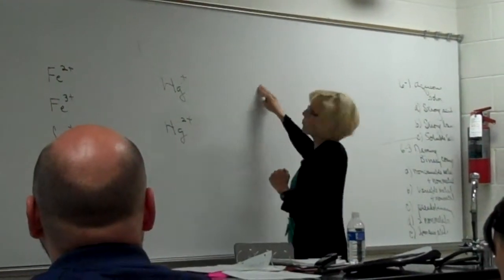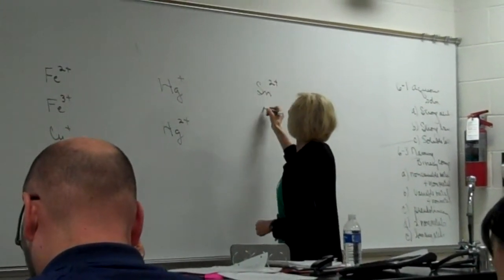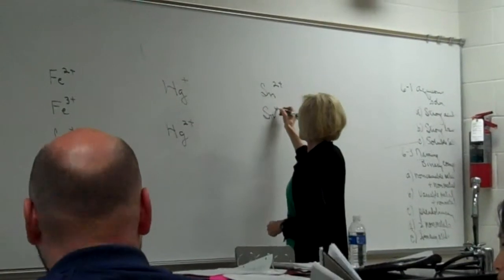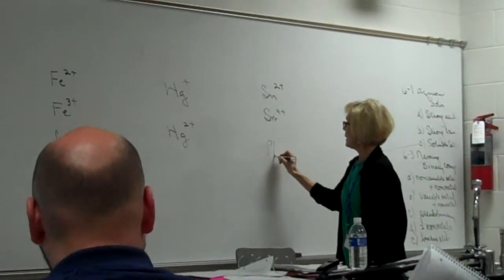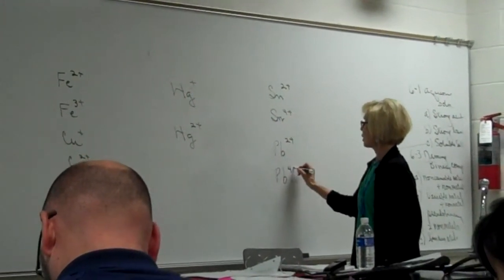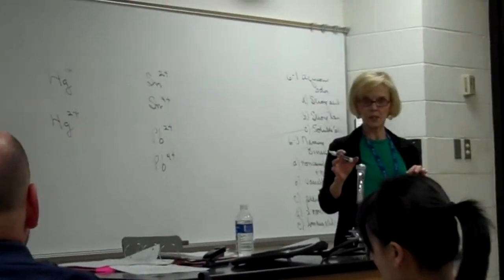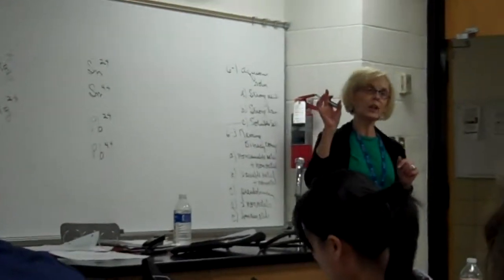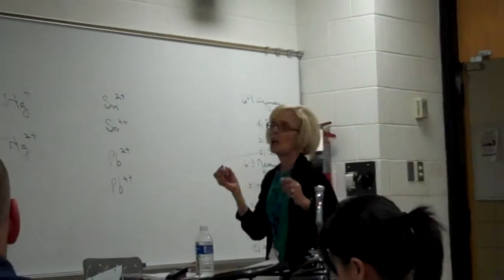And then tin can be 2. And unusual, but not impossible, tin can be 4. Lead could be 2. Lead could be 4. You just have to know what exists. And you can't tell really well by electron configuration as we could for the others.